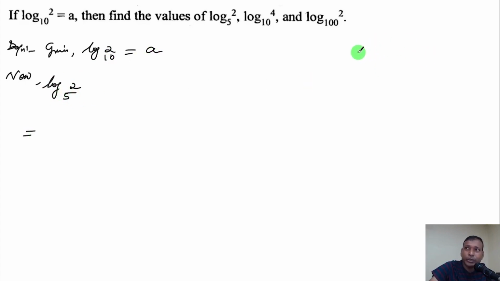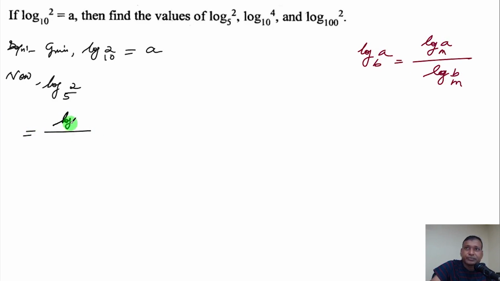Why? We have one property. Log a to the base b can be written as log a to the base m divided by log b to the base m. So this one becomes log 2 to the base 10 over log 5 to the base 10. Yes. Now I got log 2 to the base 10 here, because log 2 to the base 5 can be written in this form.